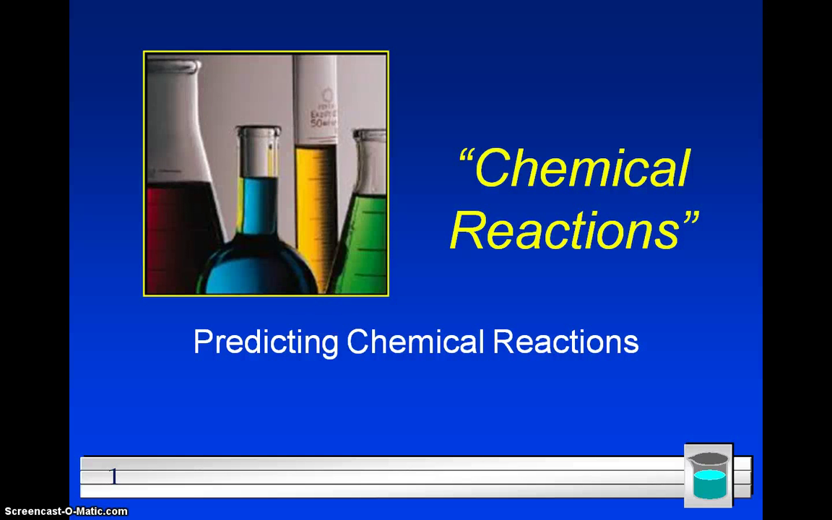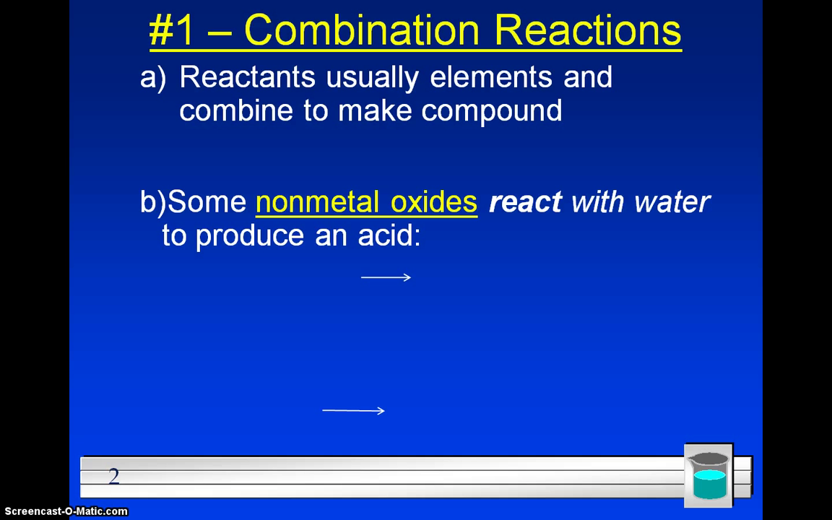So now that we know the 5 different types of chemical reactions, we're going to start to learn about predicting chemical reactions. Now, just because we put things together doesn't necessarily mean that they are going to react. So in this video, we're going to begin to learn about how to understand whether or not something is going to react or not. So starting with the first of our 5 types, we have the combination reactions.